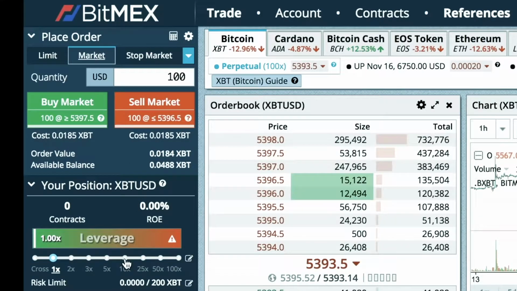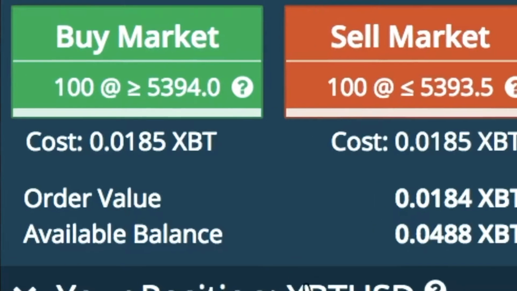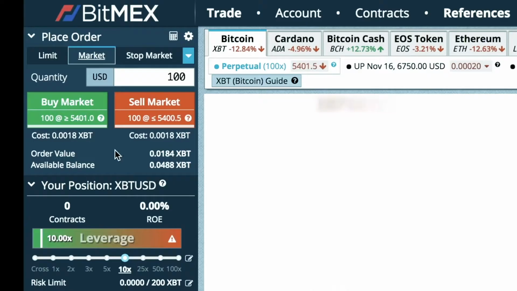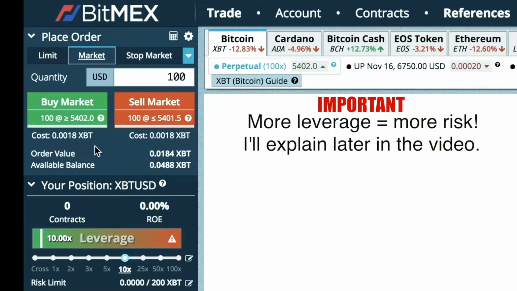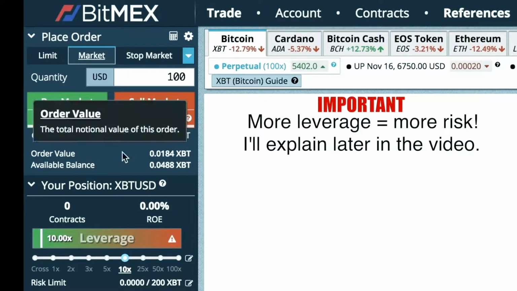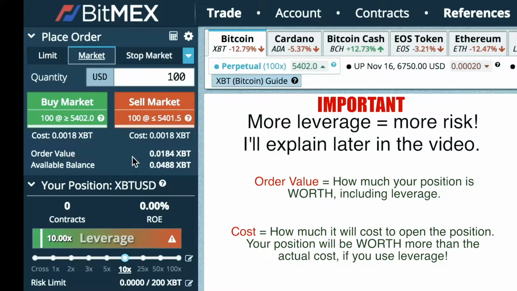What if I press 10x leverage? Which means that we're going to control more Bitcoin than we have to put up. Now you can actually see that the cost went down. It's now actually just a tenth of what it was before I pushed the 10x leverage here. But the order value is actually still the exact same, as you can see. Which means that we're controlling the same amount of Bitcoin, even though the cost of this position went down.